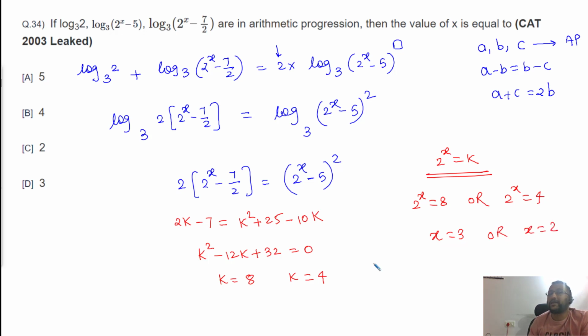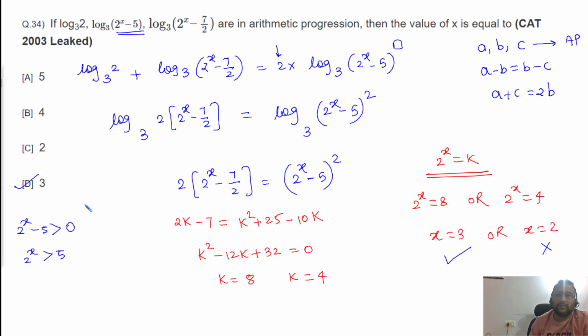So both values are available in the options, but before that, remember one thing, we do not take log of a negative number. So from this what we can conclude is, this number should be a positive number. 2 to the power x minus 5 should be greater than 0. The value of 2 to the power x should be greater than 5. So by using this, x is equal to 2 we can eliminate. So x is equal to 3 is a valid answer.